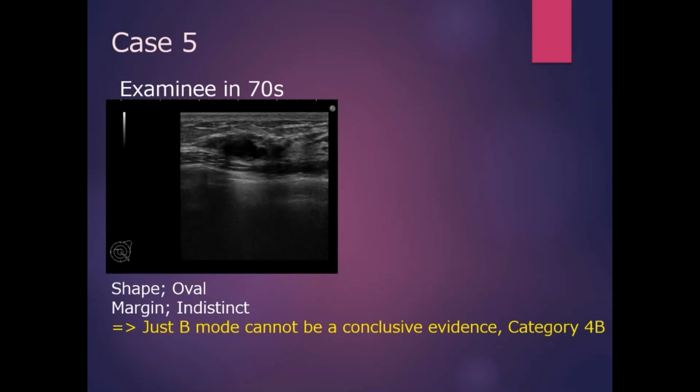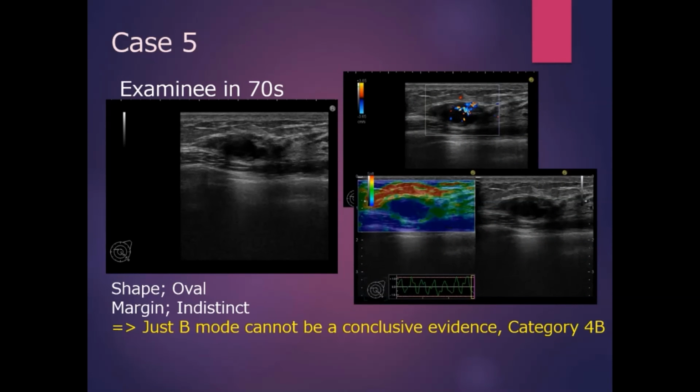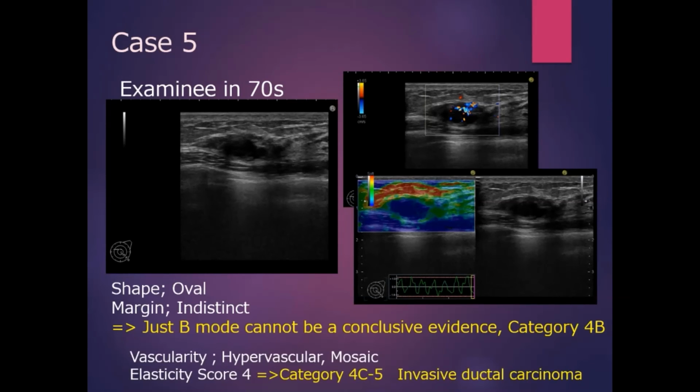As to this case, B-mode alone cannot be conclusive evidence and it is judged as category 4B. The malignant possibility range is as wide as 10 to 50%. The malignant possibility increased by adding vascularity and elasticity information, and it's judged as category 4C or 5. This was a case of invasive ductal carcinoma.